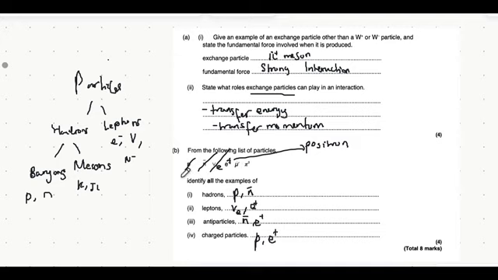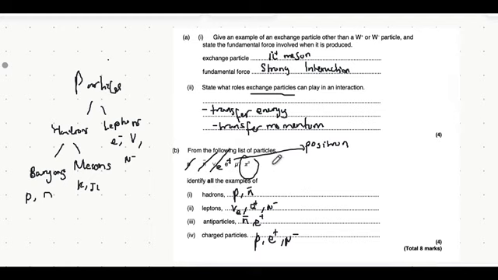Now a muon, well, a muon is a lepton, so it's not a hadron. It is in this column. It's not an antiparticle because the positively charged muon, an antimuon, would be the antiparticle. Is it charged? Yes, it has a charge of -1.